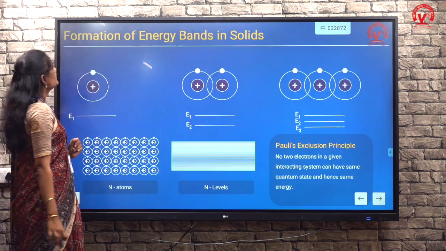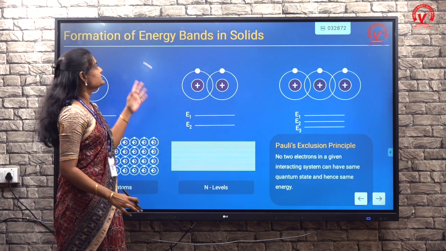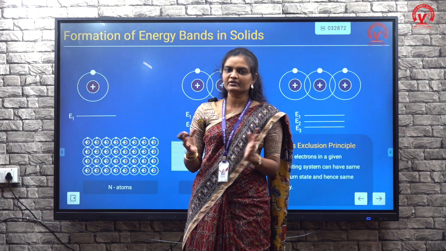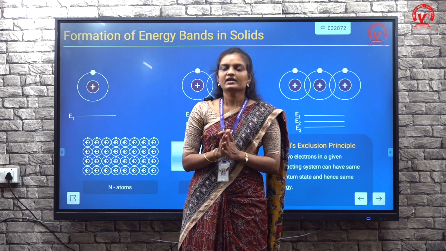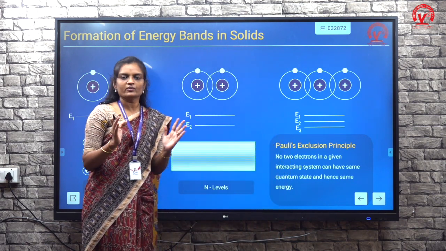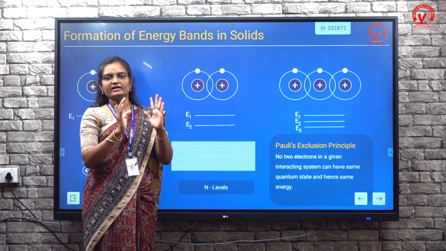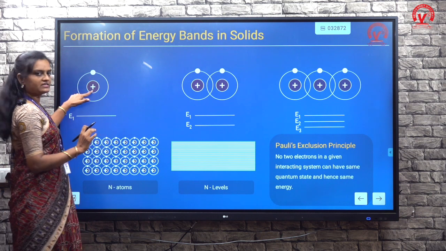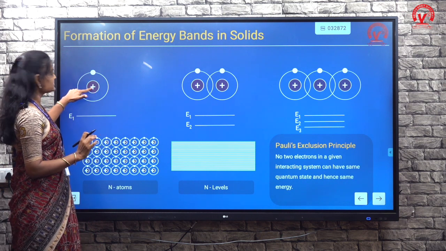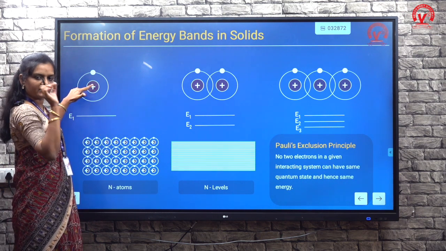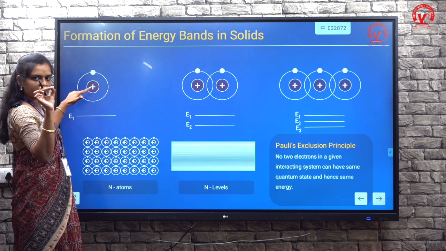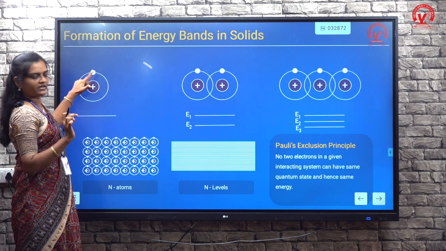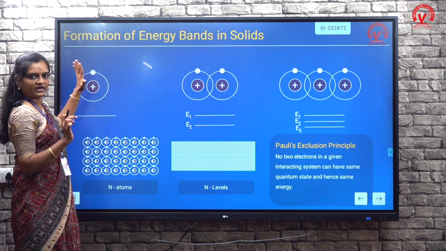Next slide. Now we are going to see the formation of energy bands in solids. How the energy bands are formed in a solid material, we are going to see. Before that, we want to know what is meant by an atom. How does the atom look? It consists of a positive charge, that is the nucleus, in the middle of the atom, and electrons are revolving around that.